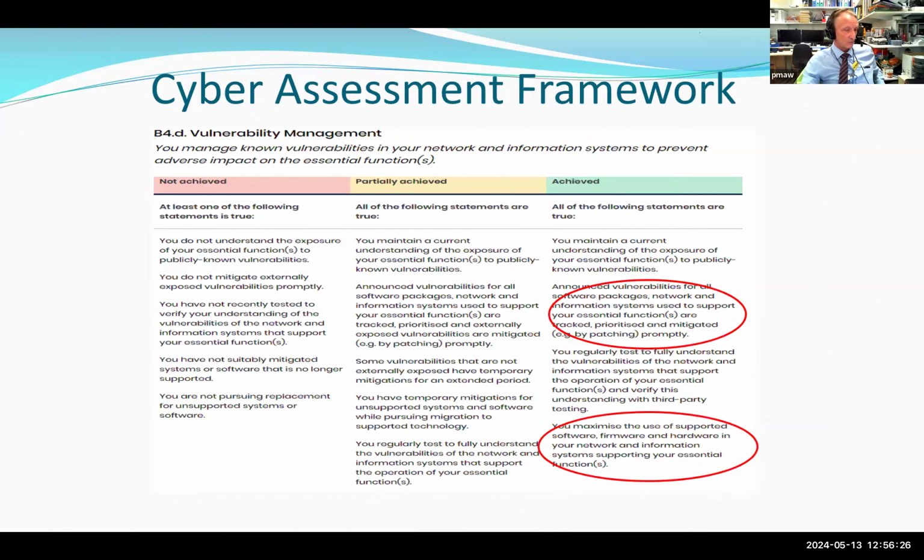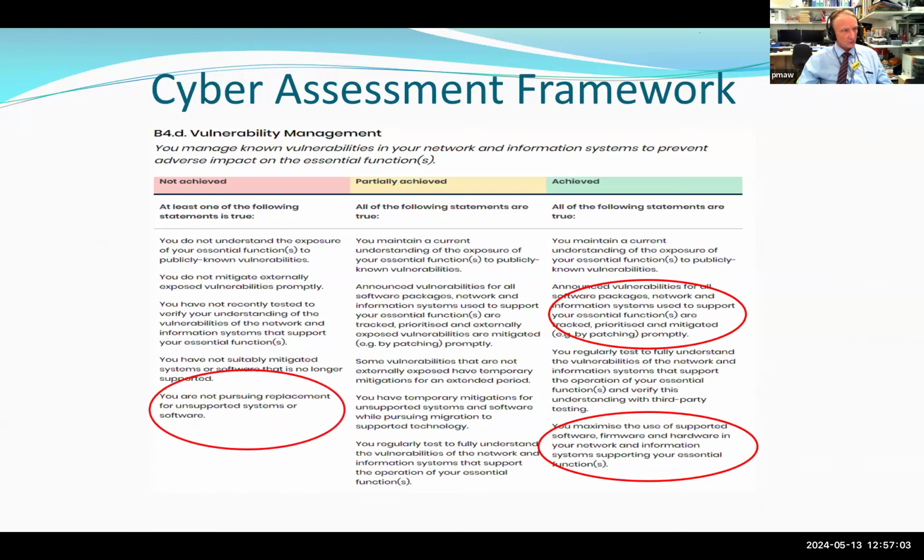Maximizing the use of supported software, firmware, and hardware, which you've got some control of. But again, if you've got old systems on your network that you can't get rid of, that would obviously impact on that. And one which would potentially lead to a fail on this particular principle, and there are many of them, is if the organization is not pursuing replacement for unsupported systems or software. So this may be a push in the organization to get rid of your older devices and replace them with new devices.